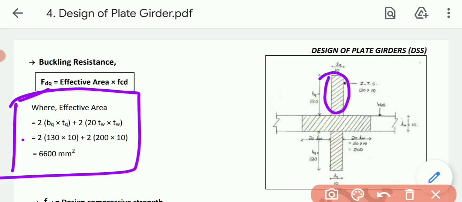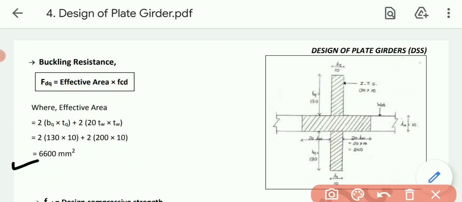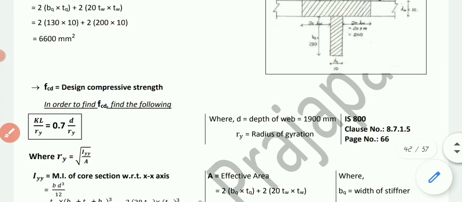Say 130 into 10, 2 times, and 20 times TW from the center, so 2 times 200 into 10. Clear? So by simplifying the term, we will get the answer 6600 mm square. So we have got the answer of area. Now FCD, we have already done this one in the previous step.